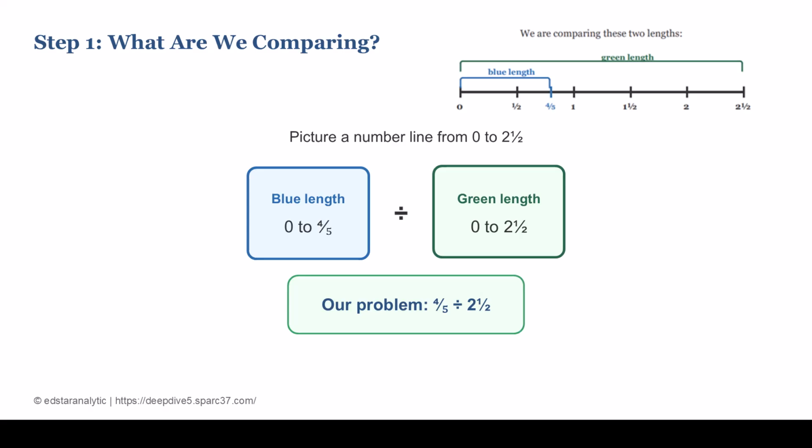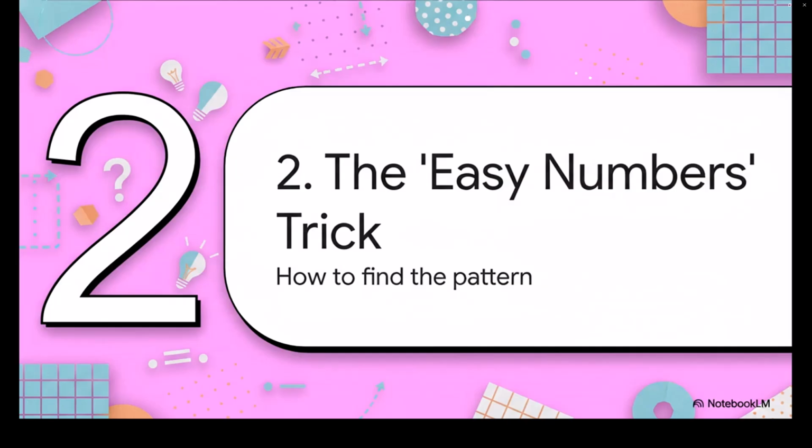And here's how we write that as math. 4/5 divided by 2.5. Okay, so we know it's 4/5 divided by 2.5. But why that way? Why not the other way around? That's a great question, and it brings us to our next section, the easy numbers trick. This is going to show you exactly how to find the pattern so you never get it mixed up.